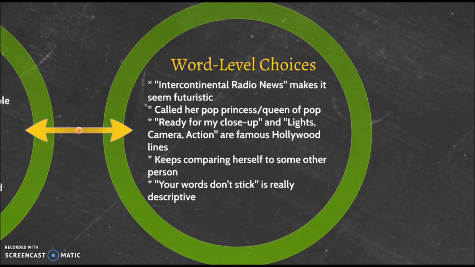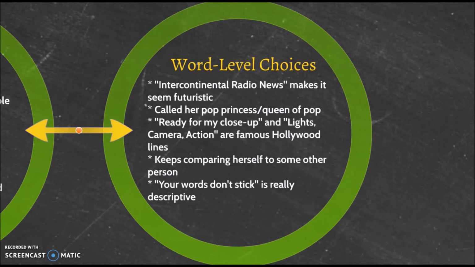She called herself the pop princess, queen of pop. Kind of the grandiose bragging. That's always going to be in the word level. Kind of make themselves feel like they are at the top of their game. And she says things like, ready for my close up, lights, camera, action. These are all kind of famous Hollywood lines, so it gives you kind of an illusion or a throwback to the idea of this is someone that's very famous or very important.